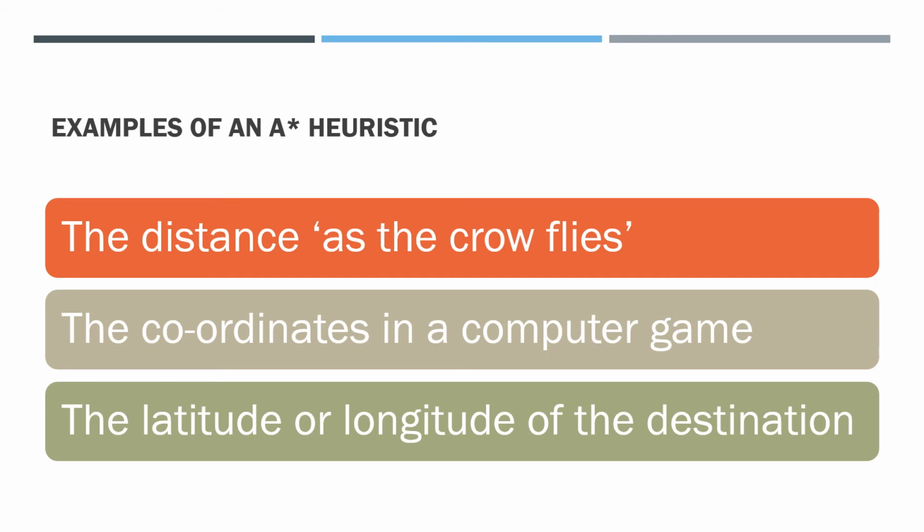Or if we're running a computer game, we could use the XY coordinates that set the position of where we're trying to get to. Or if we're working on a map, we might use latitude or longitude. For instance, if we were going from, let's say, London to Edinburgh, we would know that we wanted to be heading in a northerly direction. These are just some examples.